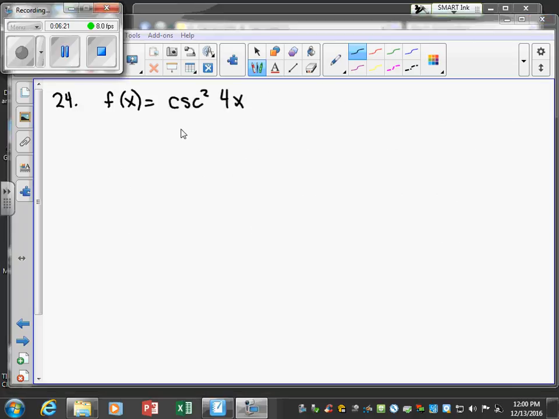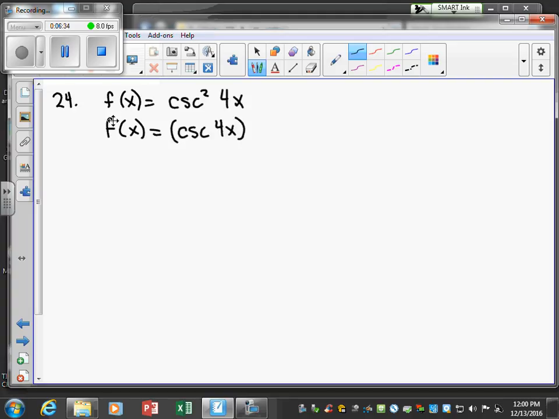Okay, what I want you to be aware of is that you can actually rewrite this problem, so this is a rewrite step, as cosecant of 4x, and you bring the square out here. So be aware that you can do that so that we can use some of our other properties for derivatives.